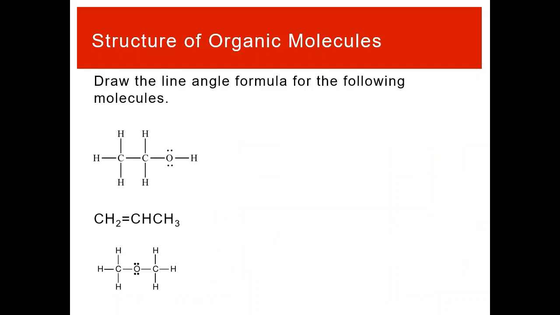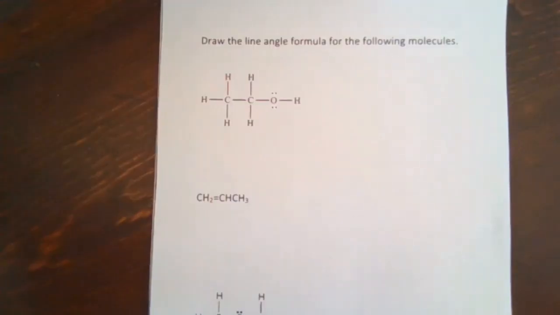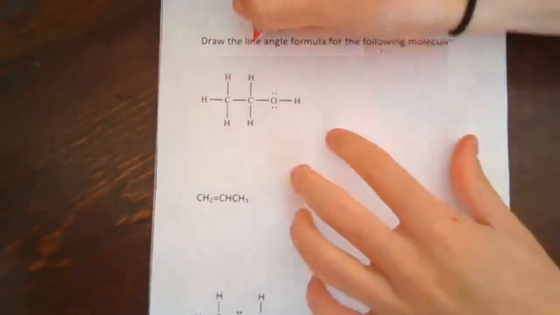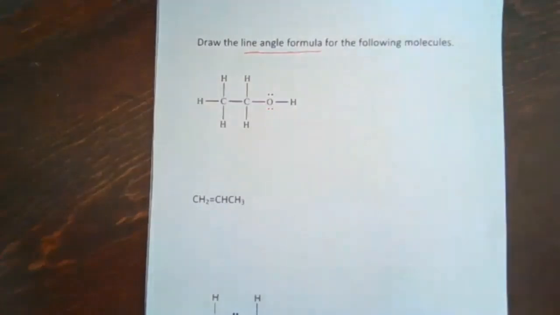So let's look at some examples. Let's draw the line angle formula for the following molecules. We've seen these before. This is ethanol, this is propene, and this is dimethyl ether. So we want the line angle formula for the following molecules.